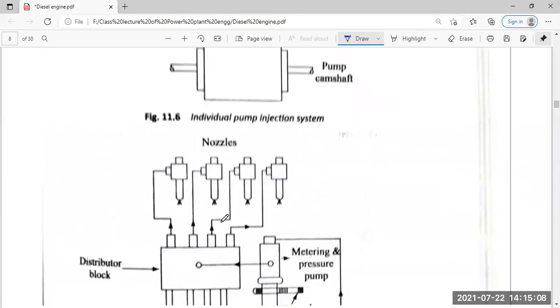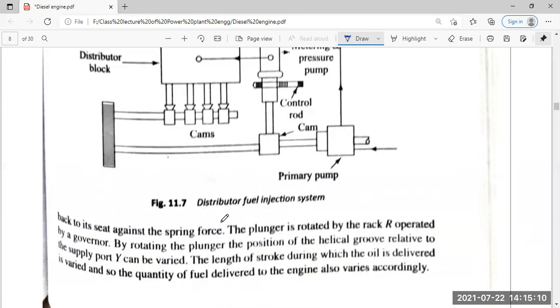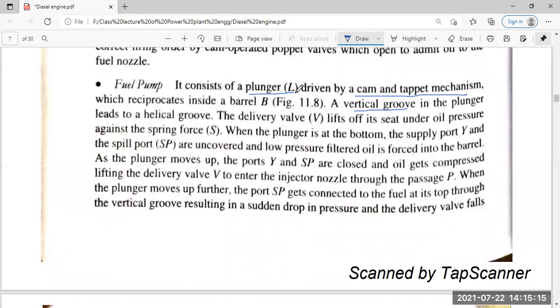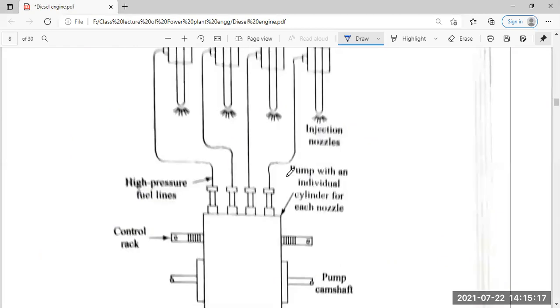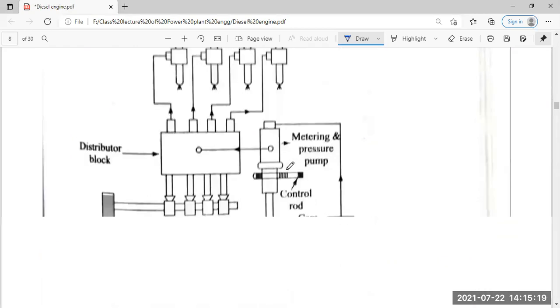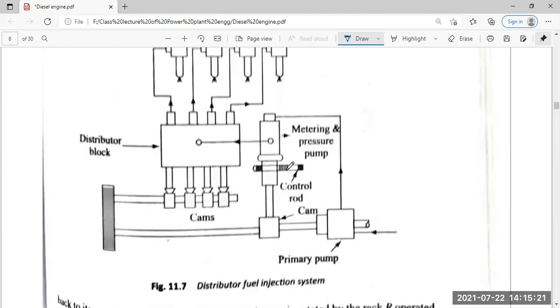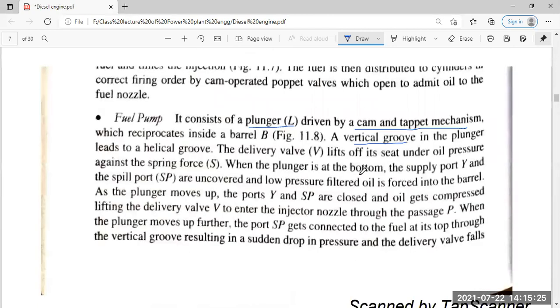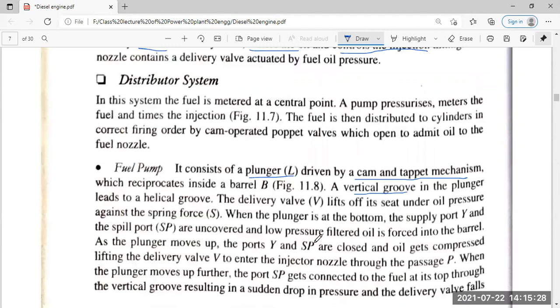So first, what are we doing? First, we have a plunger. The plunger is not shown clearly here. A plunger is nothing but a prismatic block which moves up and down inside the cylinder and opens and closes the different valves.